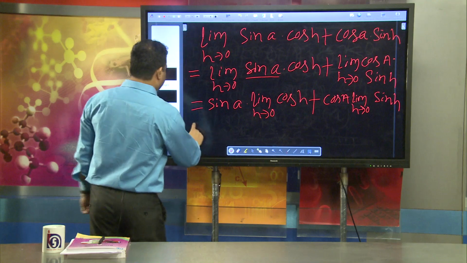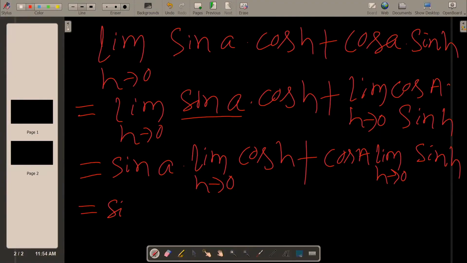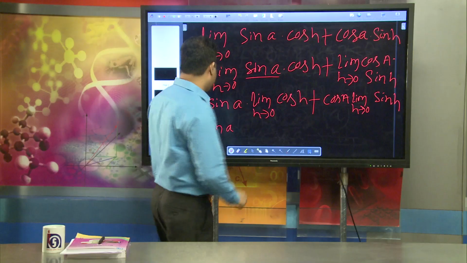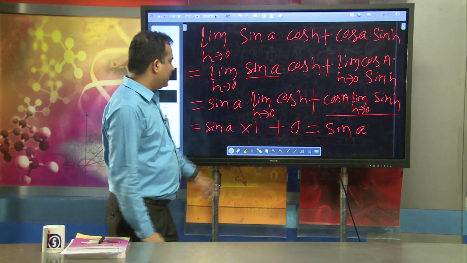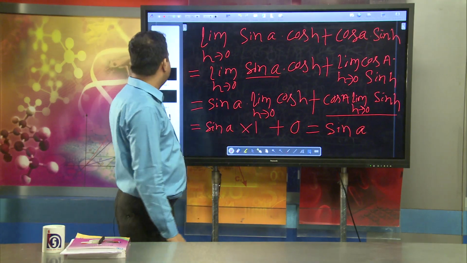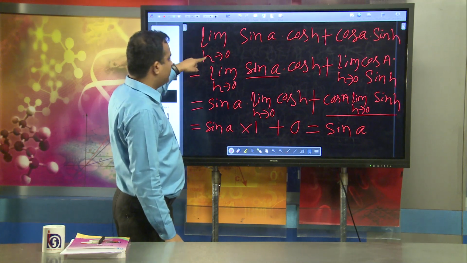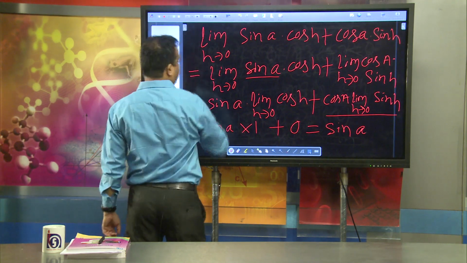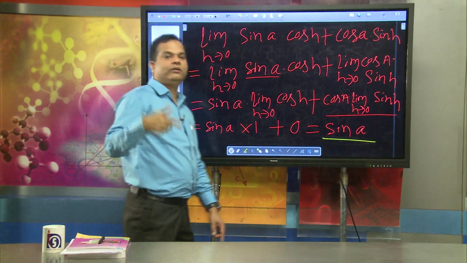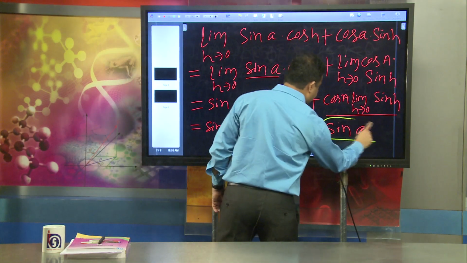Now, what will we do? The value of cos 0 is 1, so I can write sin a times 1, plus cos a times sin 0. Sin 0 is 0, so that total quantity will be 0. The result will be sin a. Okay. So limit h tends to 0 of f(x) equals sin a. That is the limiting value, and the answer is sin a.